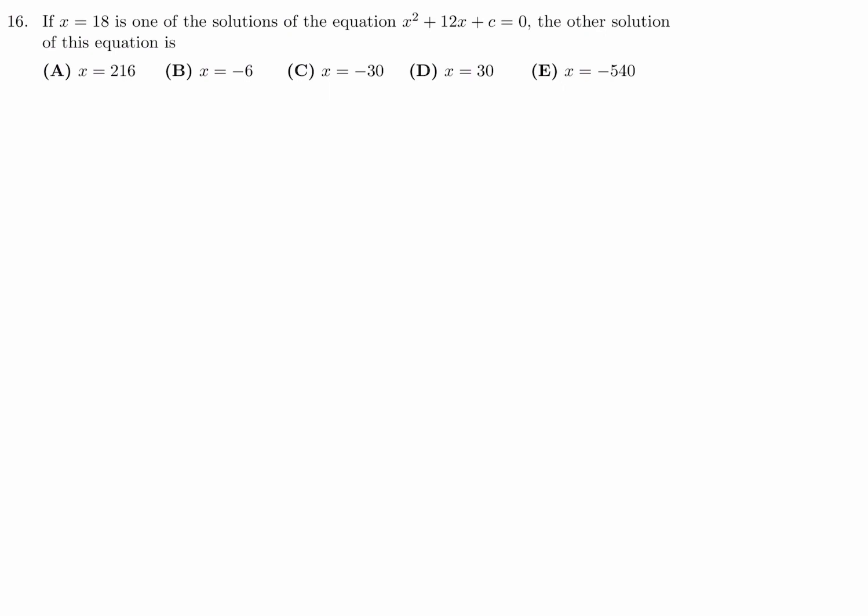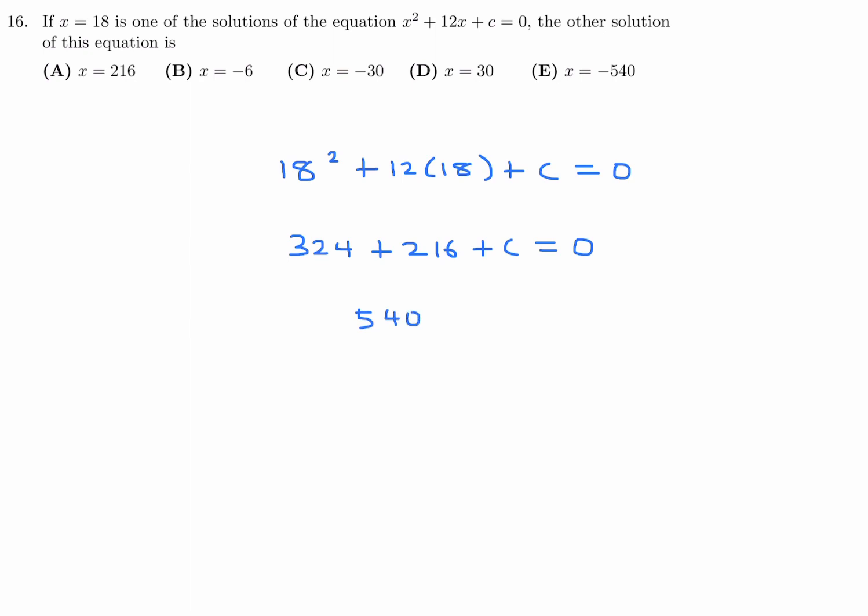If x is equal to 18 is one of the solutions of the equation x squared plus 12x plus c is 0, the other solution is. Well, let's substitute in x equals 18 first to get an idea of what c is. So this will be 324 plus 216 plus c is equal to 0. So that means we have 540 plus c is equal to 0. So c is equal to minus 540. So now we can put that back in to get x squared plus 12x minus 540 is equal to 0.